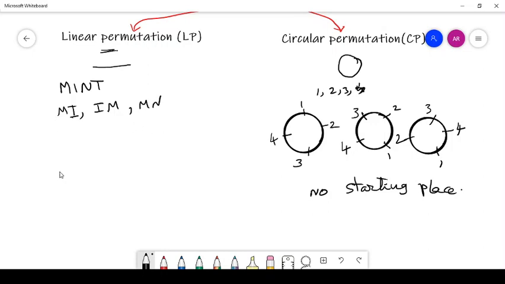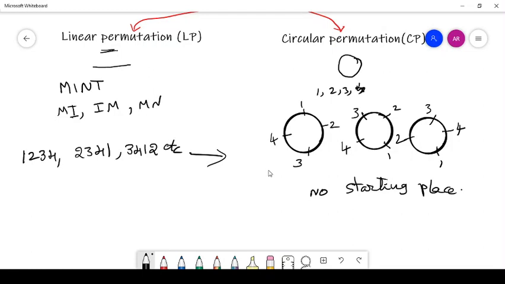For example, the linear permutations 1234, 2341, 3412, 4123, etc. give rise to only one circular permutation, that is 1, 2, 3, 4. The linear permutations 1234, 2341, 4123 are all different, but there is only one circular permutation.